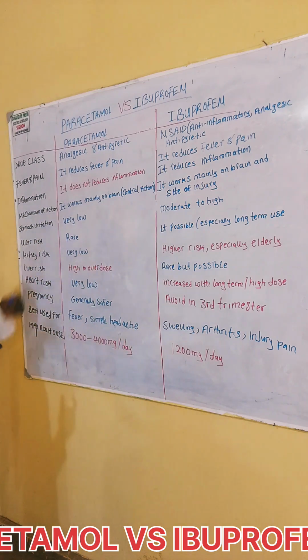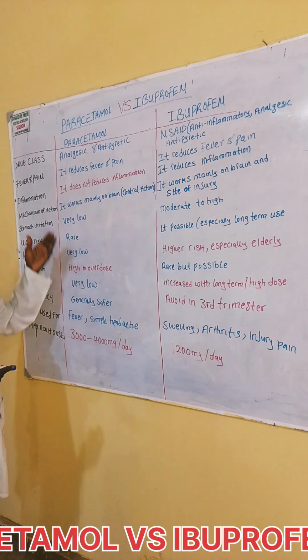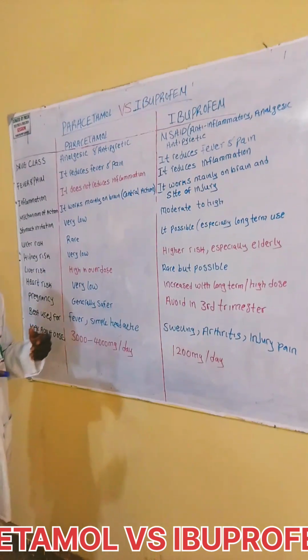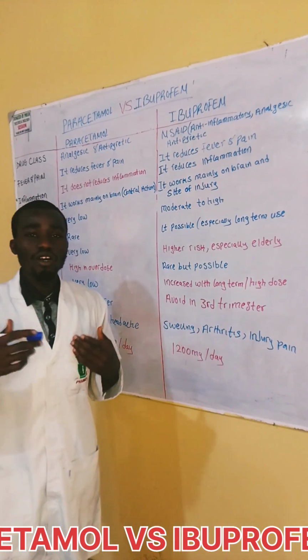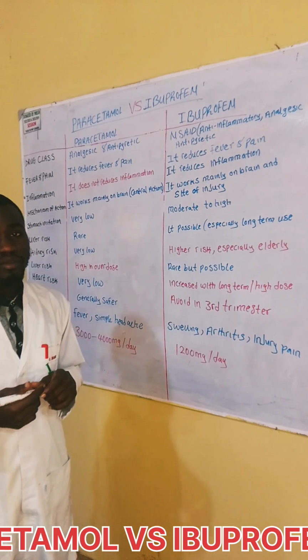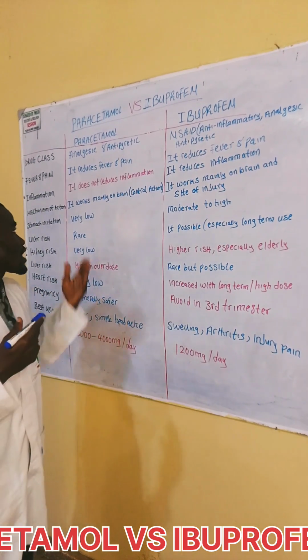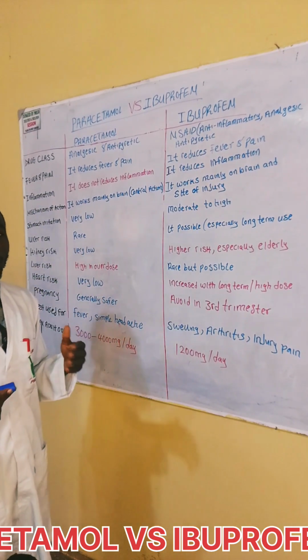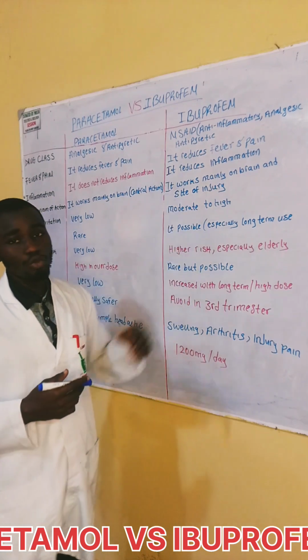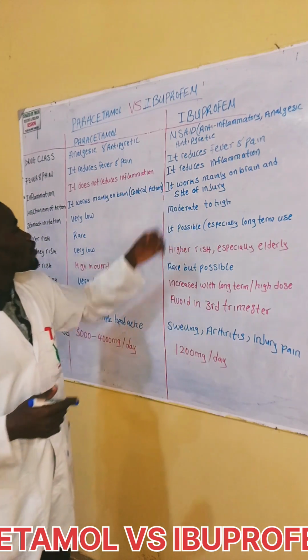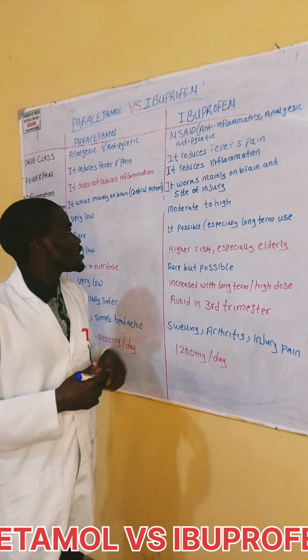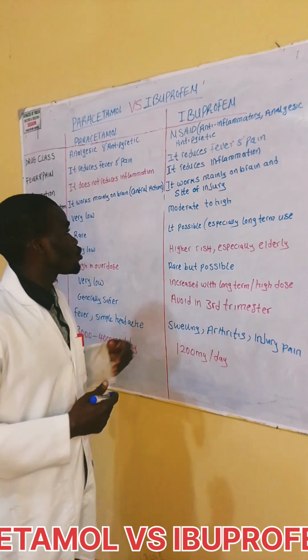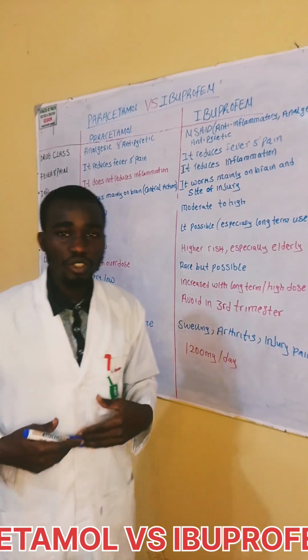Now let's come to the mechanism of action. How does paracetamol work in our body? Paracetamol works mainly on our brain. That means paracetamol works through our central nervous system. That is why the side effects are not much compared to ibuprofen. While ibuprofen, which is an NSAID, works mainly on our brain and also at the site of injury, on prostaglandin in our body.